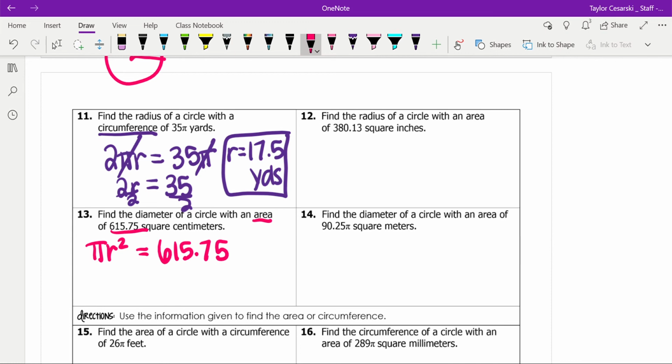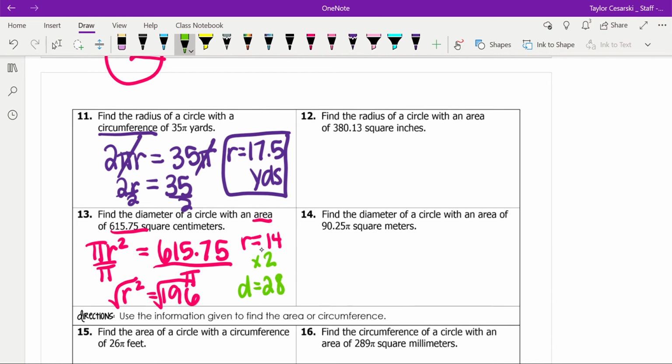The first thing I can do is divide both sides by pi. Remember, pi is just a number. So I get r squared equals 196. If I have r squared, how do I get r? I have to take the square root, and the square root of 196 is 14. So if r equals 14, how do you find the diameter? You're just going to multiply that by 2, and you get your diameter is going to be 28 centimeters.